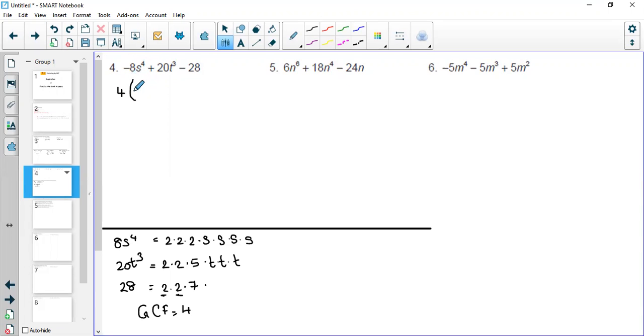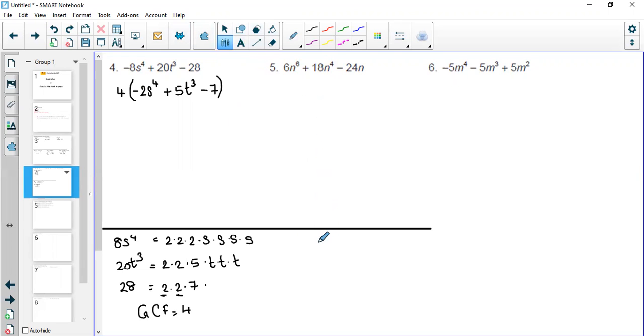So negative 8 divided by 4 is going to give us a negative 2, and then there's nothing to do with the exponents, so we write it the same. Similarly here, 20 divided by 4 is 5, and then we have t cubed, because we do not have any kind of variable here. Again, negative 28 divided by 4 is going to give you a negative 7. So once you find the GCF, all you need to do is divide it. That's all. Similarly for question number 5.